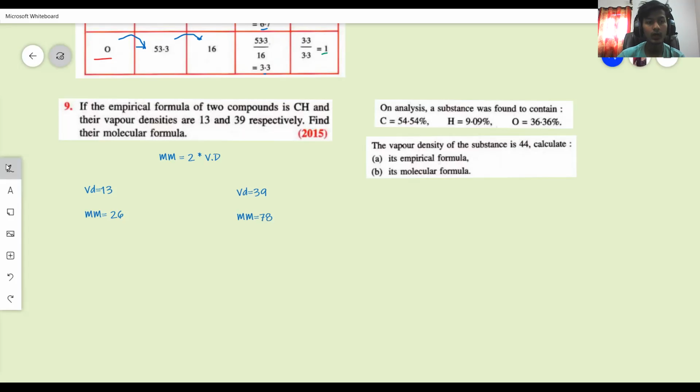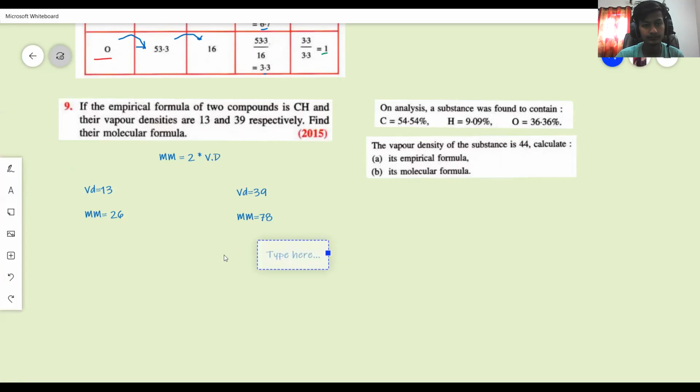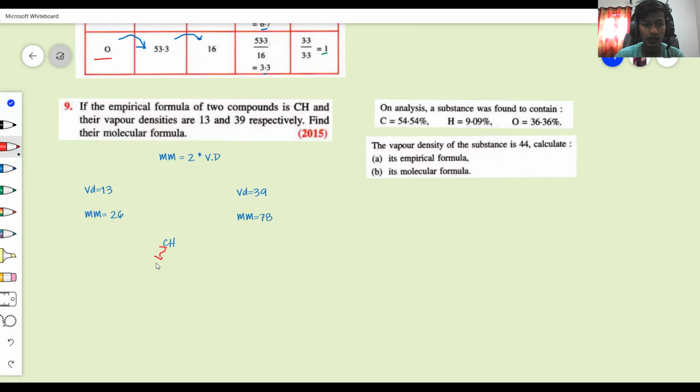We know that to calculate the molecular formula from the empirical formula, we multiply the empirical formula by n and then equate it to the molecular mass. So we'll write CH here. The molecular mass of CH will be, C has a weight of 12, and H of 1, so the total will be 13, right?